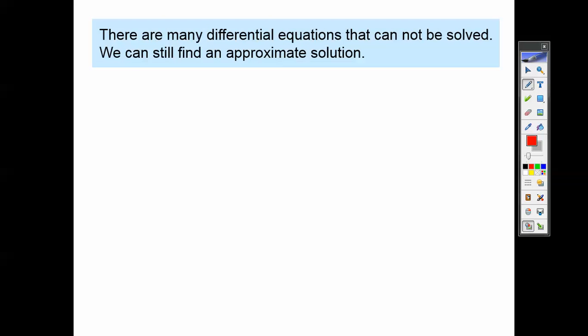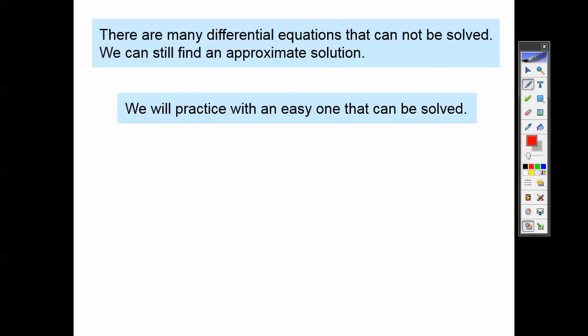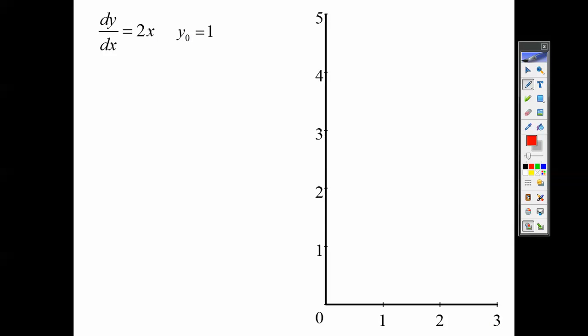All right. So anyway, there are many differential equations that cannot be solved. We can still find an approximate solution. We'll practice with an easy one that can be solved. So we'll start with y prime equals 2x with an initial value y(0) equals 1, which is the one we did a minute ago, and here we go. So if you want to copy this into your notes, it's not a bad idea, okay? Because we are going to do another example then, very much like it.